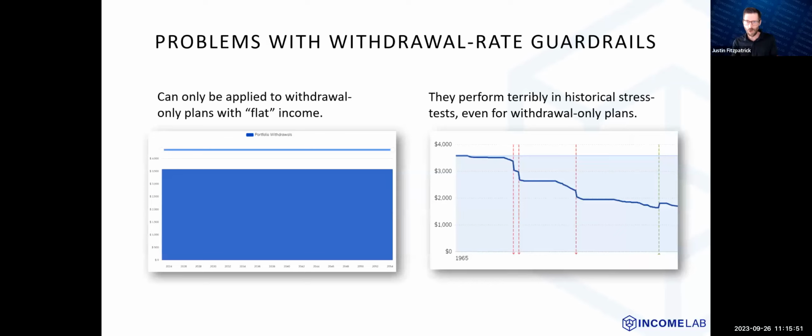Okay. There is a problem, though, with withdrawal rate guardrails. There's a couple of them. And Derek and I have written about this before in other contexts. We're going to focus on some other problems today primarily, but I'll mention those other problems. One is you can actually only apply withdrawal rate guardrails, at least the sorts that we'll be going over today, to plans that only have withdrawals in them. And typically only plans that plan to have flat income or flat spending, meaning just inflation adjusted spending over time.